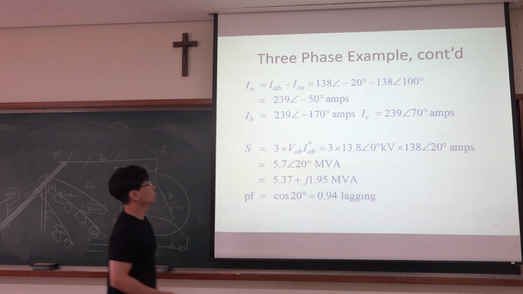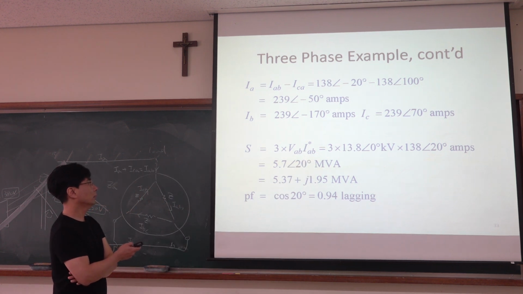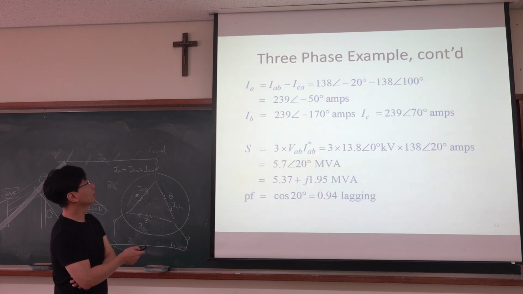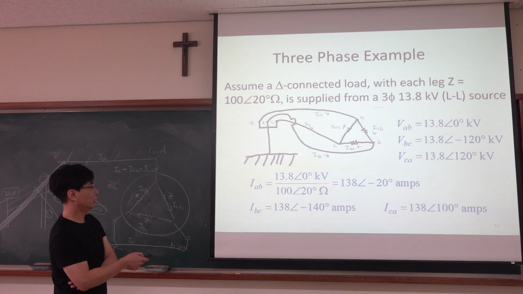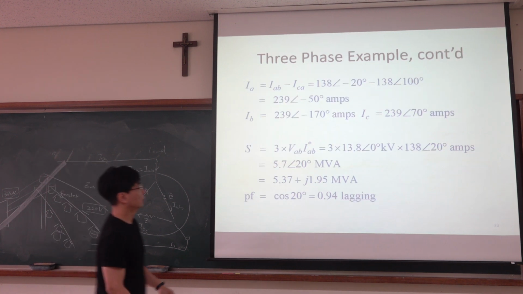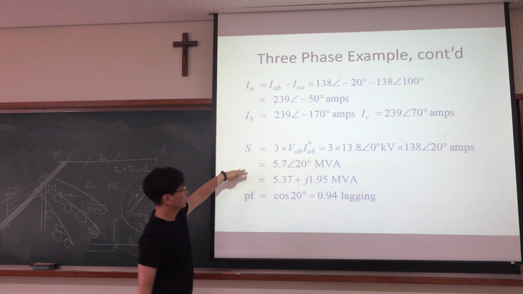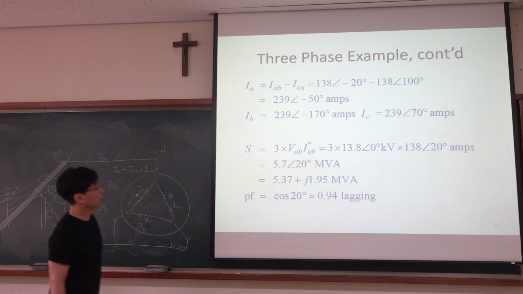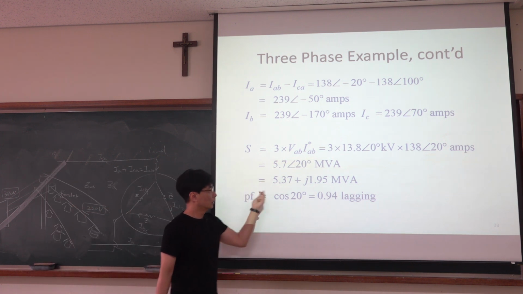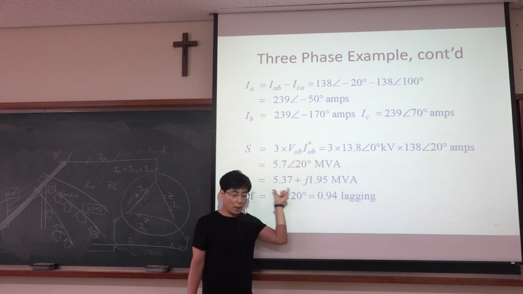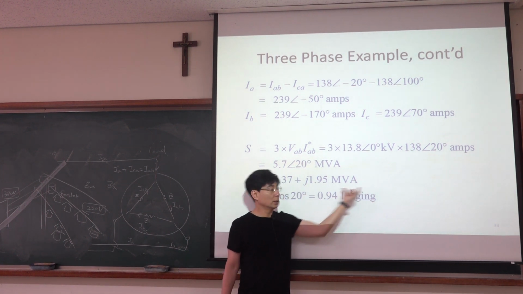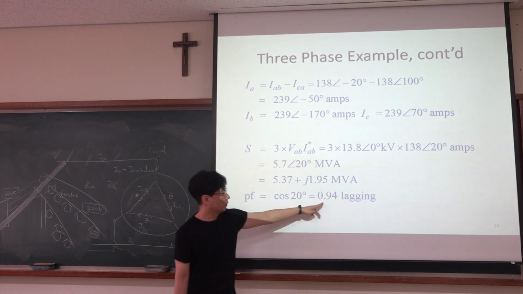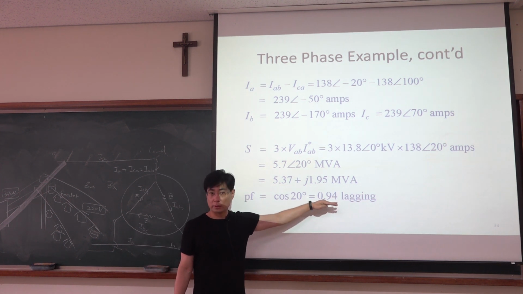VAB is provided. IAB was computed here. So conjugate this much. This is the total load consumption at the load side, the complex power consumed at the load side, active power and reactive power. So you can compute the power factor here. And the power factor is 0.94. This is pretty good.